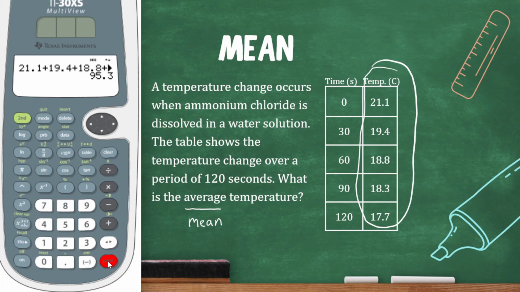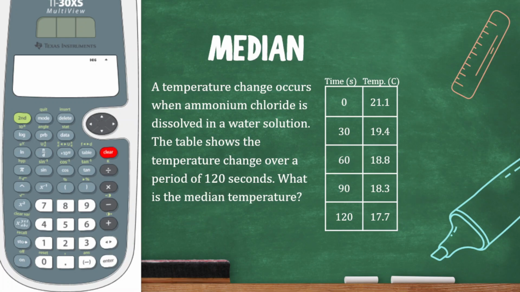Okay, we'll hit enter. And now we're going to divide by 5 because there's 1, 2, 3, 4, 5 numbers. So I'm just going to hit divide, 5, enter. So that's our mean temperature. Our average temperature is 19.06 degrees Celsius, right? 19.06 degrees Celsius.